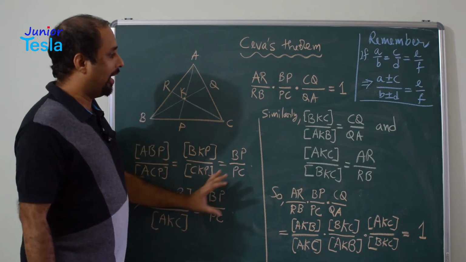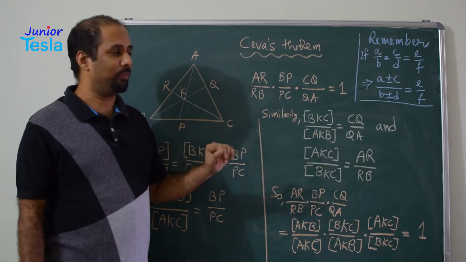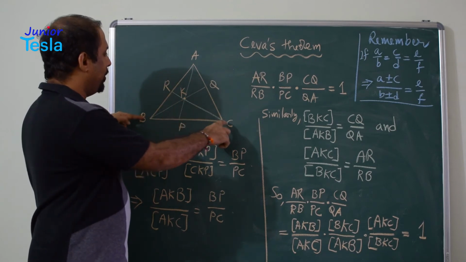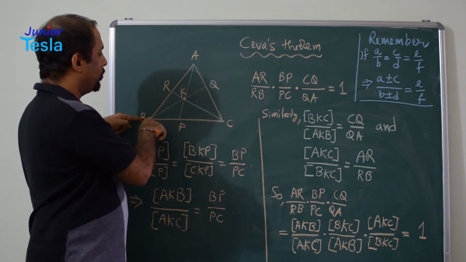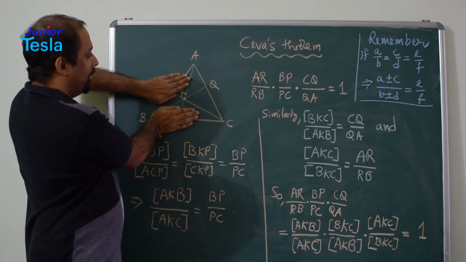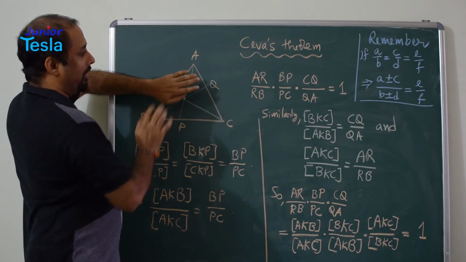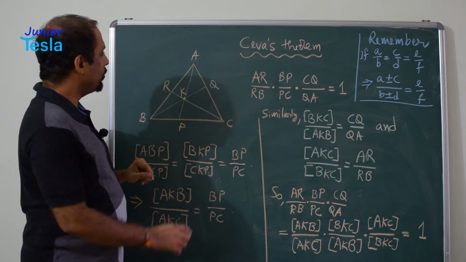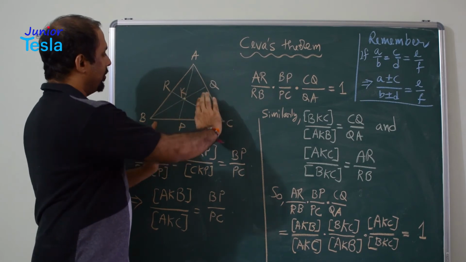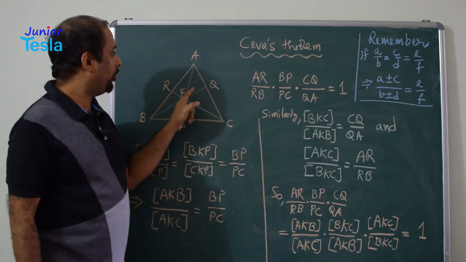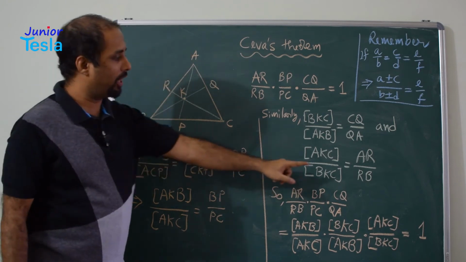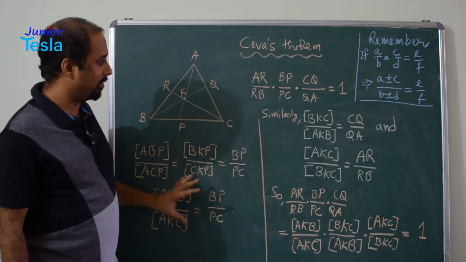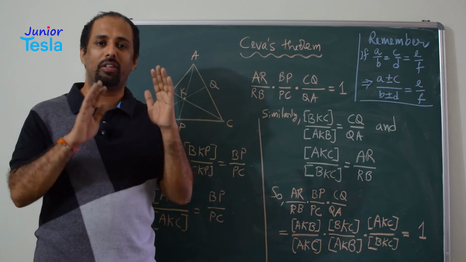Now similarly I can write these two proportions also. So BKC divided by AKB. These two ratios are in the proportion QC divided by QA, or CQ divided by QA. Similarly AKC and BKC, these two areas are in the ratio of AR divided by RB. That is what I have written here. So we got totally 3 proportions. This is one proportion, this is another, and this is the third proportion.